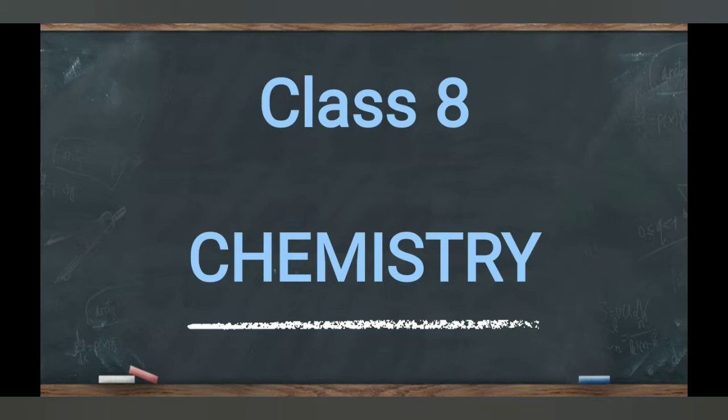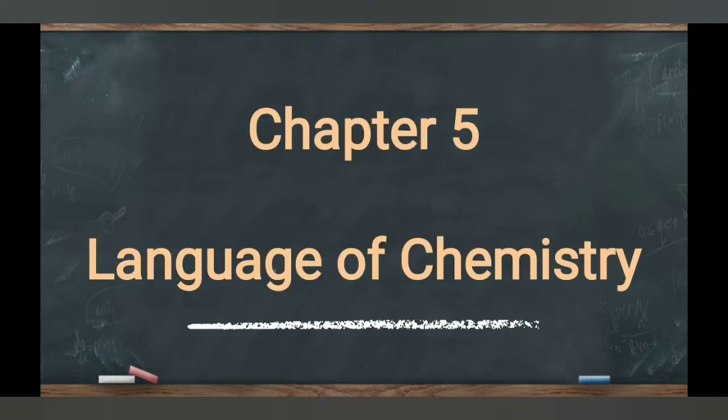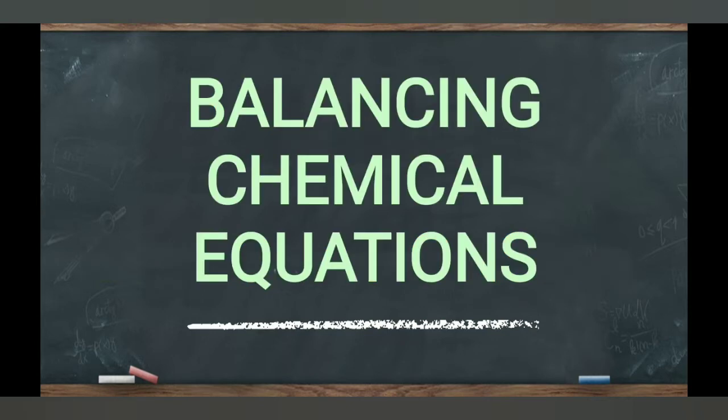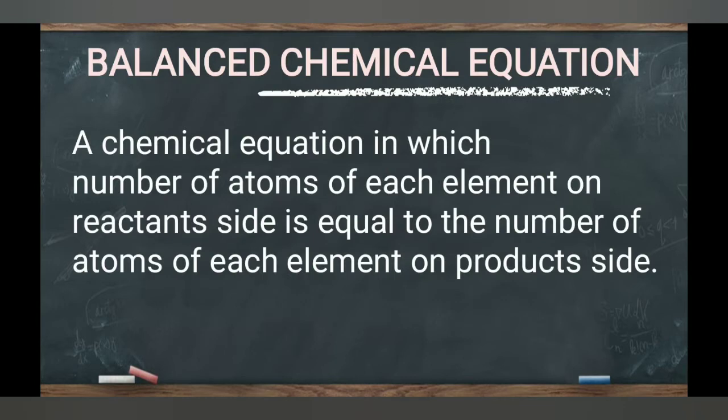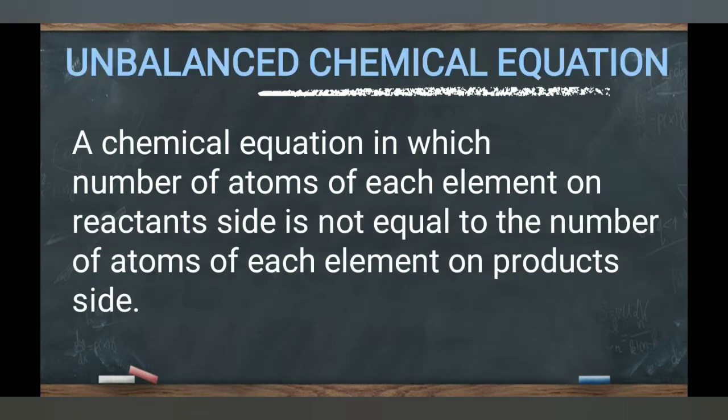In this video we are going to continue chapter Language of Chemistry, and today we are going to study about balancing of simple chemical equations. A chemical equation in which the number of atoms of each element on reactants and products side is equal is called a balanced chemical equation. Whereas a chemical equation in which the number of atoms on reactants and products side is not equal is called an unbalanced or skeletal equation.